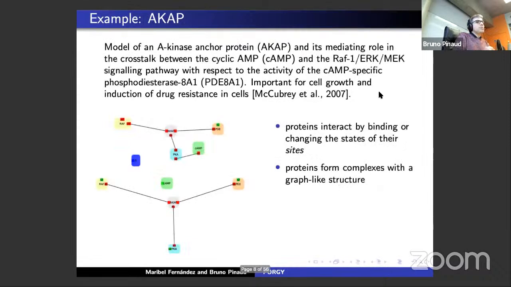Okay, next. So the example I will use is an example from biology. So I just copy and paste the first five lines here of the slide. I do not understand this text. I'm not a biologist. But in fact, what is important here is we have a protein interaction network. So this is a graph. Each protein is a node or a group of nodes. So the proteins interact by binding or changing the state of their site. What is a site here? It's the small patch you see on top of each node. In PORGY, we call this a port. And edges can connect only nodes via their port.